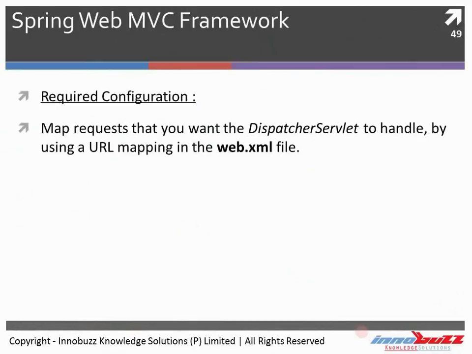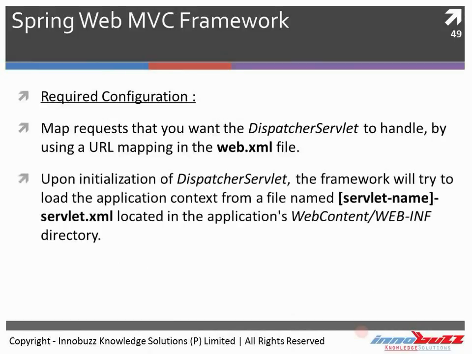Required configuration: map the request that you want the dispatcher servlet to handle by using a URL mapping in the web.xml file. The web.xml file is used for any web application. There you need to map the dispatcher servlet as your servlet name and servlet class, which acts as a controller.